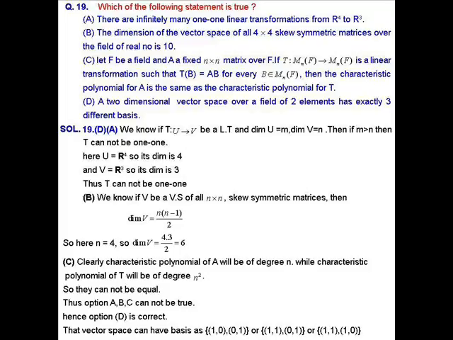So that's why our C option is also not true. So now we have only option D. So that is going to be correct. So D is our correct answer. Solution of question number 23.